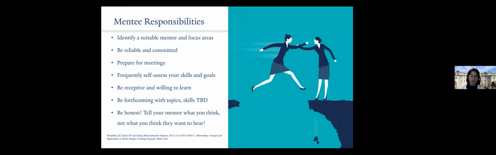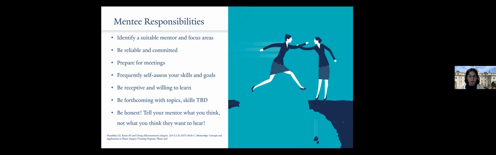Okay, what are mentee responsibilities? You have to, of course, find a suitable mentor and focus areas. And I know one of my physician scientists had multiple mentors when I came, and I saw her and I said, well, who's your main mentor? And it took us about 1.5 years to identify who her main mentor was. In fact, the surgeon then embedded themselves in that laboratory and has gotten a K and is writing their R.